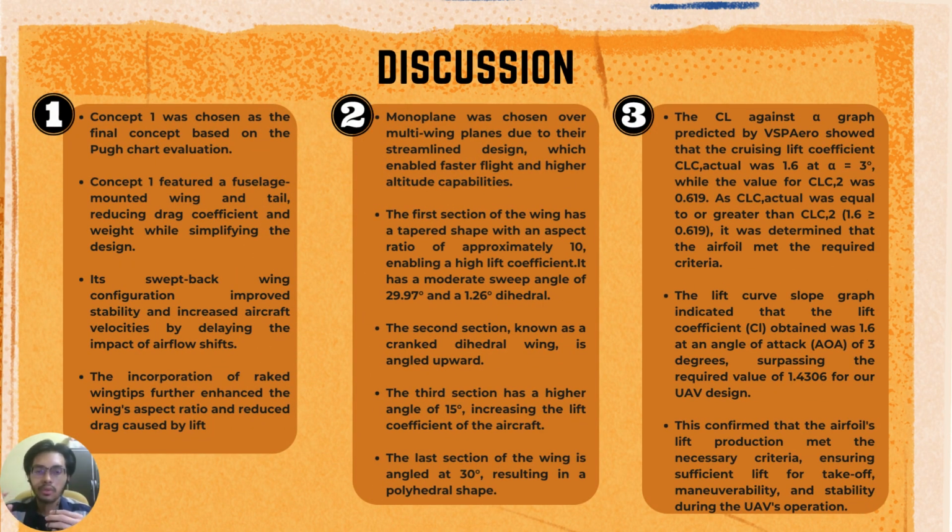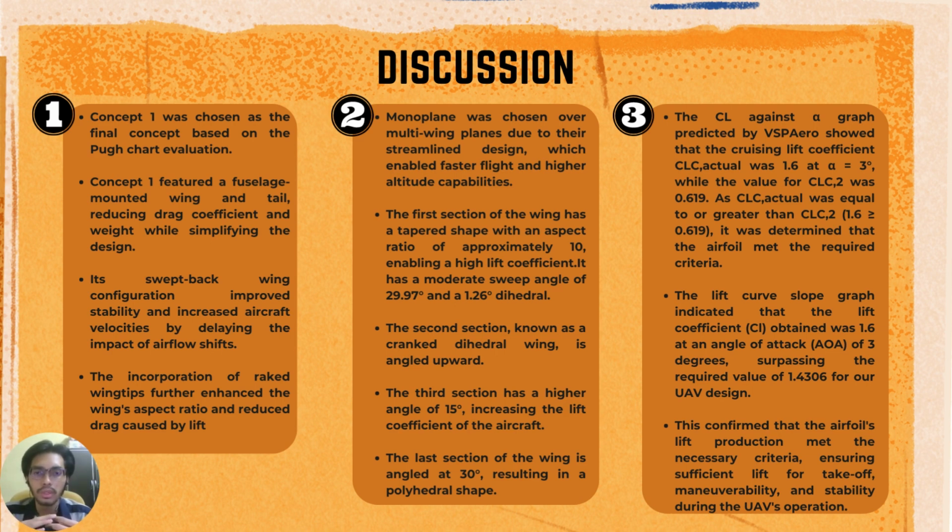In this discussion, concept 1 was chosen as the final concept based on the feature evaluation. Concept 1 featured a fuselage-mounted wing and tail, reducing the drag coefficient and weight while simplifying the design. Its swept-back wing configuration improved the stability and increased aircraft velocity by delaying the impact of airflow shifts. The incorporation of wingtips further enhanced the wing's aspect ratio and reduced drag caused by lift. As we conducted analysis using VSP Aero, a monoplane was chosen over multi-wing planes due to its streamlined design, which enables faster flight and higher altitude capabilities.